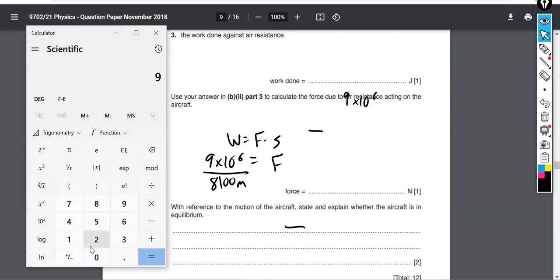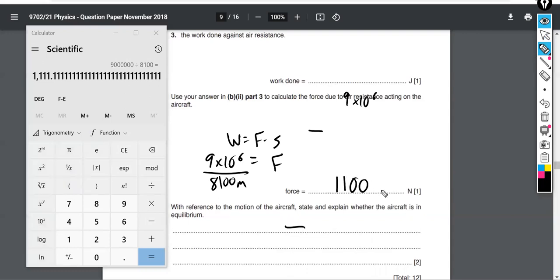So we've got our 9 million, and the answer is 1,100 newtons. A joule per meter is a newton, because a joule is a newton meter. I get it, ones repeating. And with two significant digits, I could report it like that. You like all those ones, I can't resist, 1111.